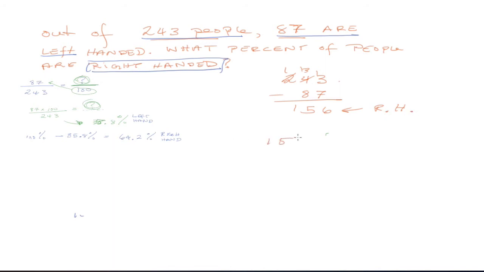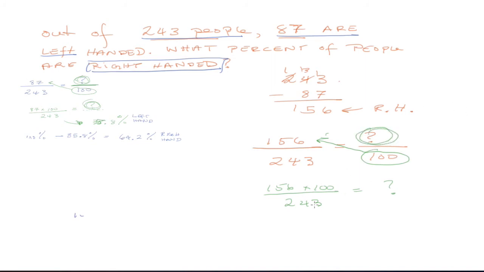So if there's 156 right-handed people out of 243 people, this is similar to how many people out of 100. Again, this is a proportion. We can solve this by cross-multiplying. We're going to bring this 100 up and above, across the equal sign, and we're going to multiply it to 156. So 156 times 100 over 243 gives us our question mark. Gives us whatever's left over on that side that didn't move.